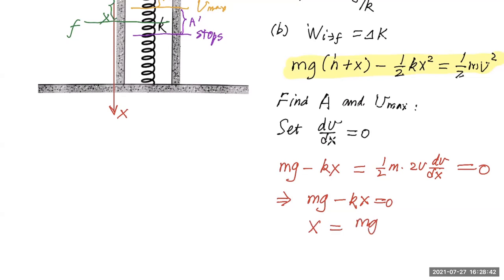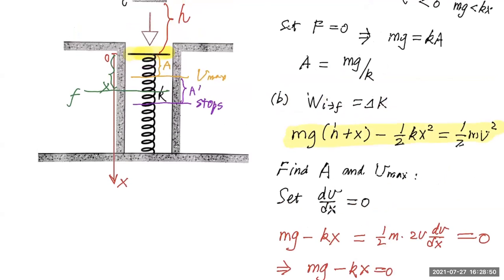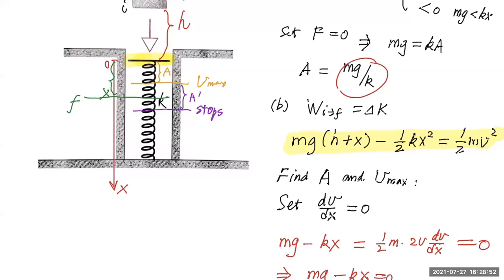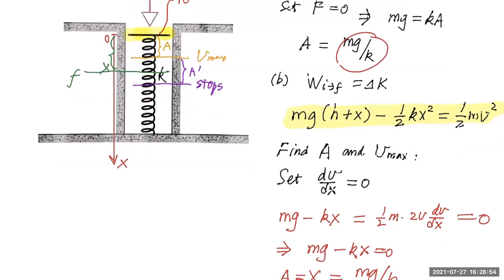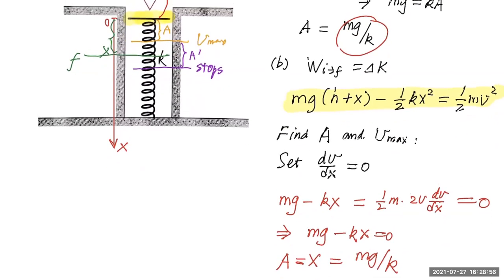mg over k. That x is a special value, it's actually a. That a is the amount of compression when you have a maximum speed. And that's exactly what we got right here. The same expression, same result, mg over k. So that reproduces the same answer.